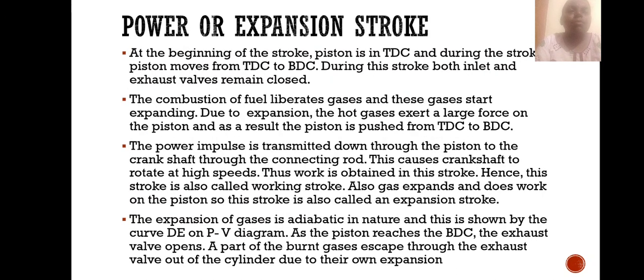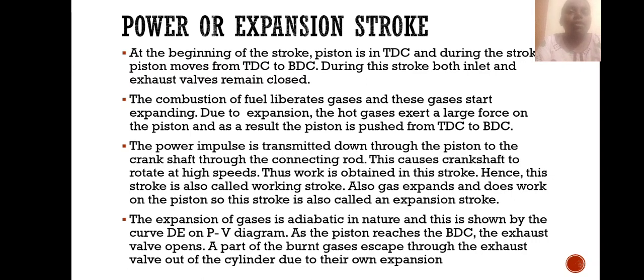The next one is the power or expansion stroke. At the beginning of the stroke, the piston is at TDC, and during the stroke, the piston moves from TDC to BDC. During this stroke, both the inlet and the exhaust valves remain closed. The combustion of the fuel liberates gases, and these gases start expanding. Due to the expansion, the hot gases exert a large force on the piston, and as a result, the piston is pushed from TDC to BDC.